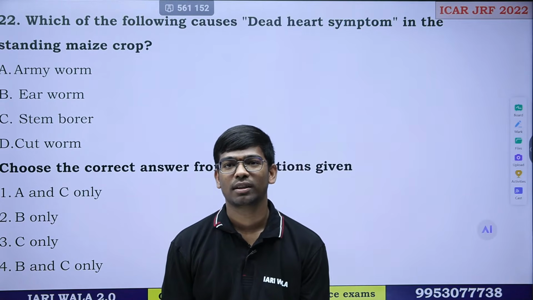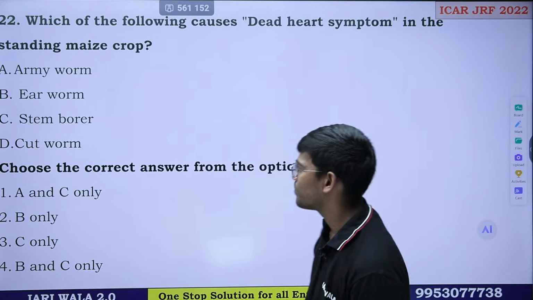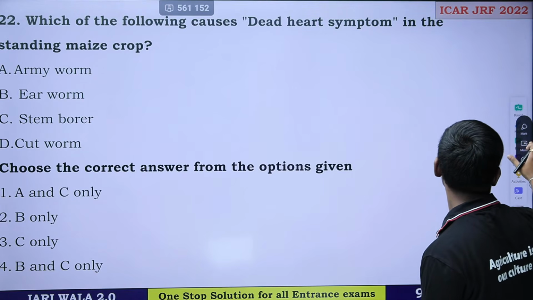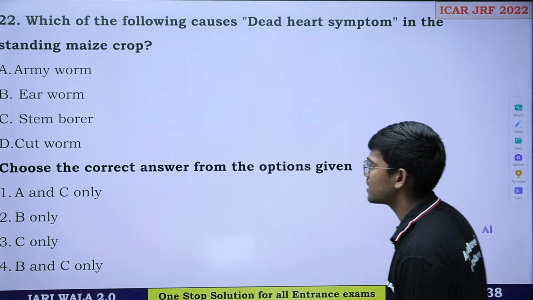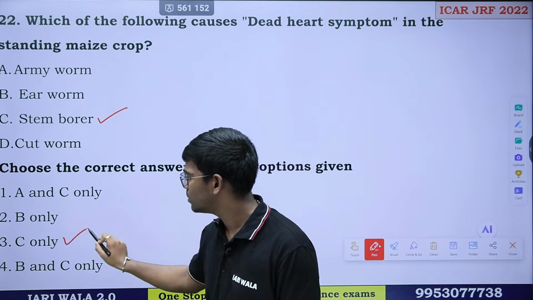Only stem borer. Many of the students see 3. Yes, it's option 3. Only the stem borer will cause us the dead hearts. So C only.